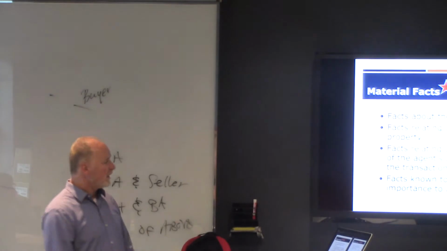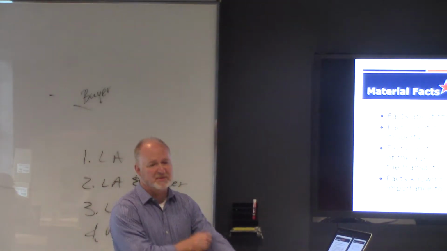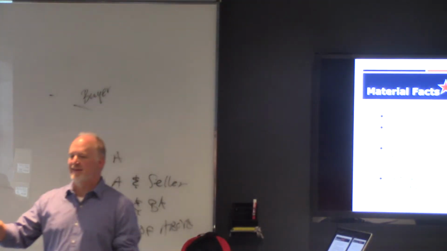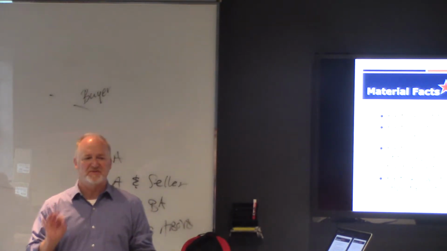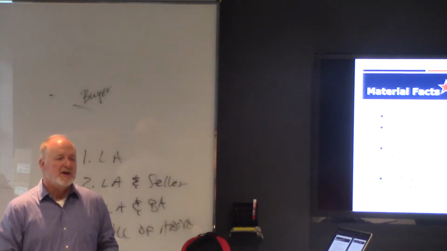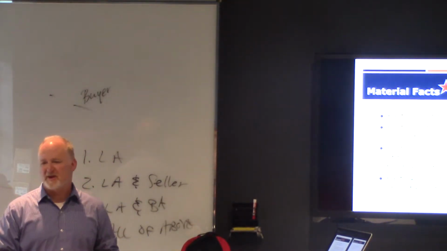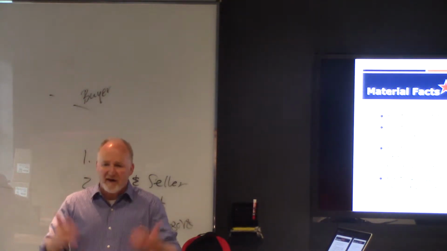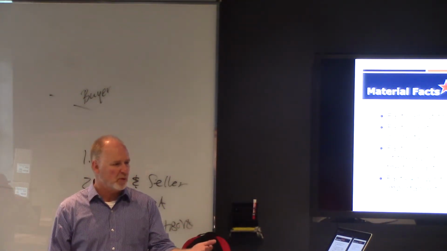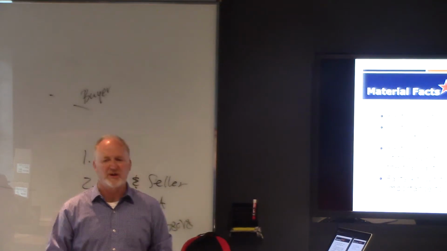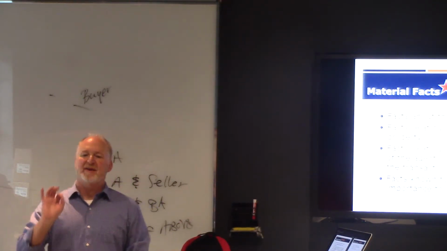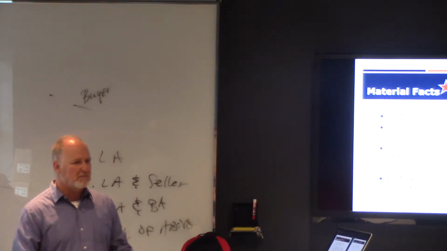Okay. Also, look at the last bullet point. I like this one. It's a material fact: anything known to be of special importance to a party. Notice I didn't say anything known to be of special importance to your client. Obviously, if your client tells you something's important to them, it's important to you. You treat it as material. But how about if the other party tells you it's important to them?